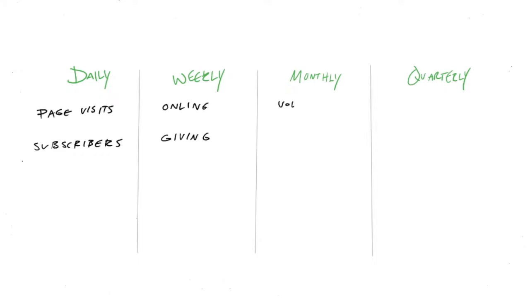The next category here is, of course, monthly. So what are the things that you're trying to accomplish monthly? It could be the amount of volunteers that are signing up through your website to serve on Sunday morning.